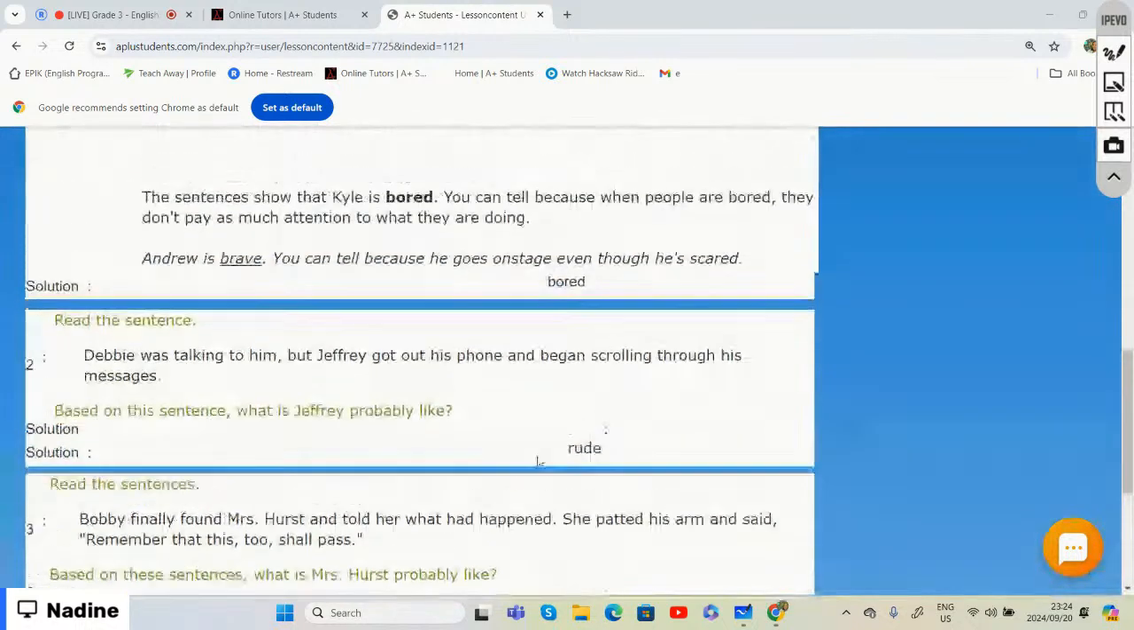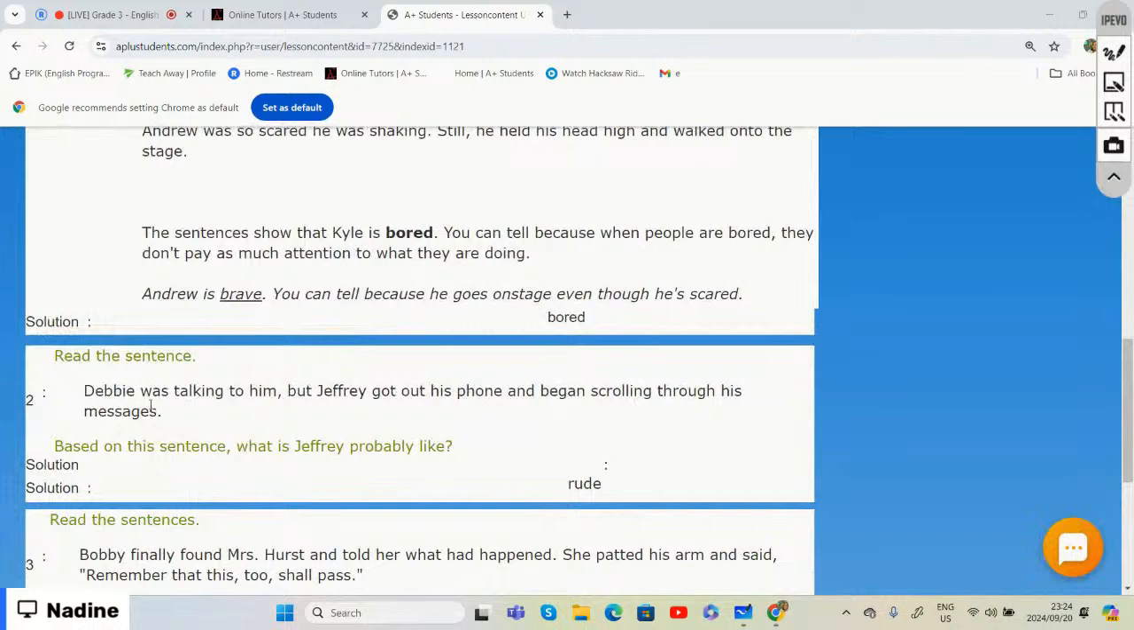All right. If we look at the next one, it says Debbie was talking to him, but Jeffrey got out his phone and began scrolling through his messages. How would you describe somebody like that? If you are busy talking all the time, another person just takes out their phone and begins scrolling through their phone, how would you feel? And what would you think that person is?